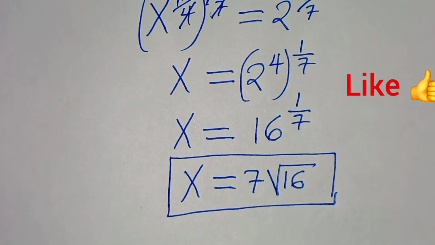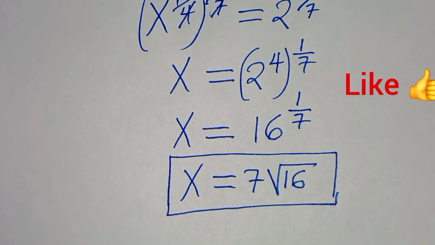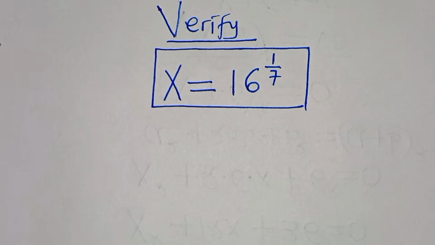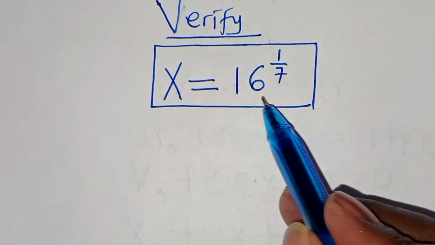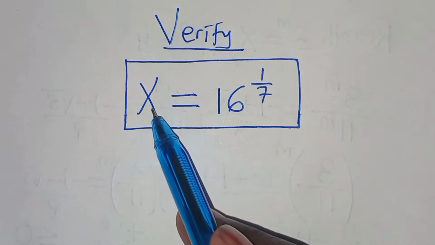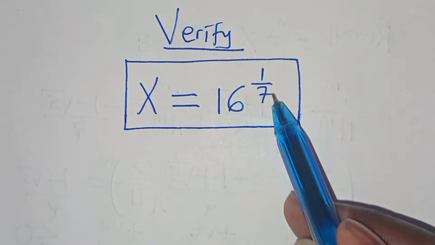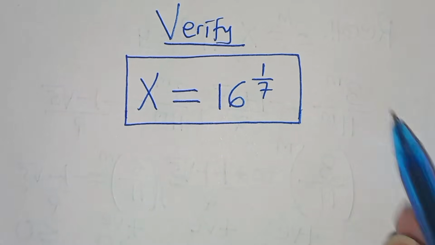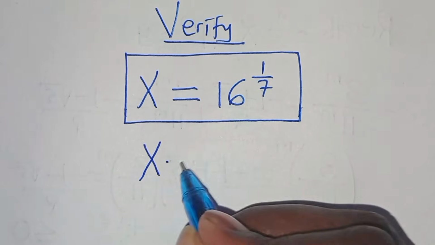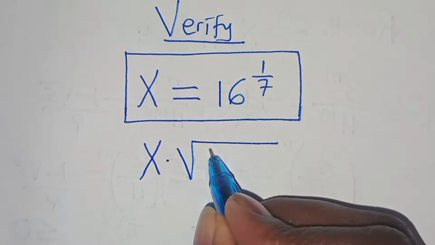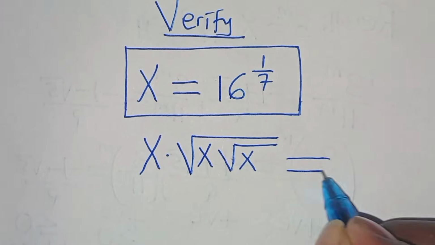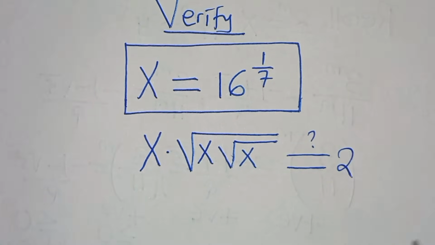Now, let's check if this value of x satisfies the equation. Let's verify that x equal to 16 raised to the power of 1 over 7 satisfies the equation. If you recall, we have x times the square root of x multiplied by the square root of x. This should give us a value of 2.